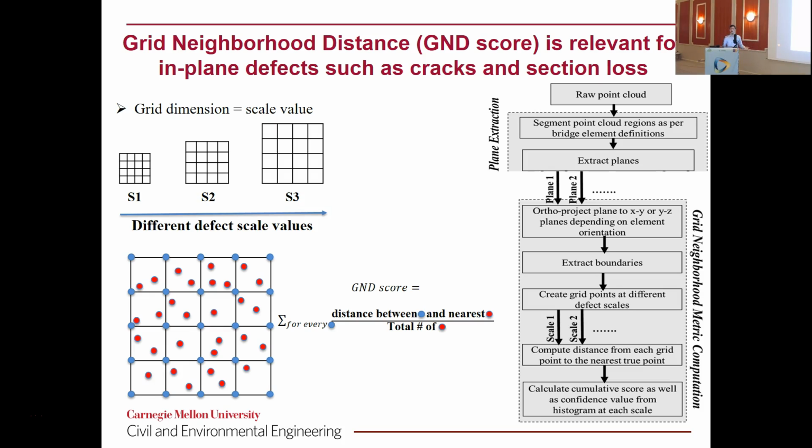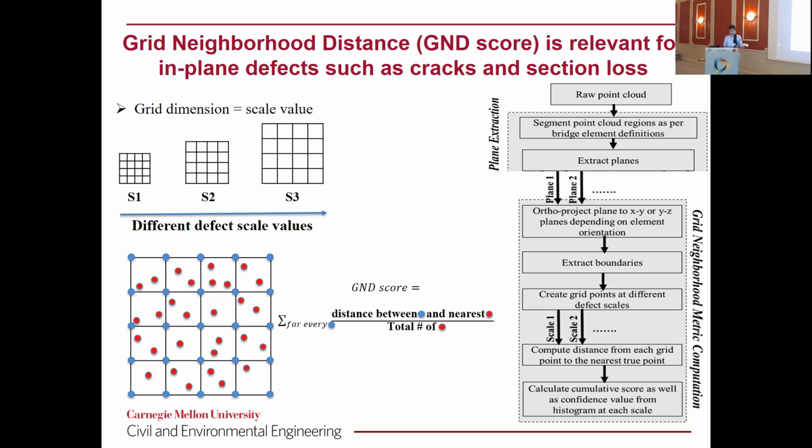But the thing is, not every scan has the same number of points. As I mentioned, terrestrial scans have roughly 12 million points, and UAV scans have roughly 4.8 million. And so to normalize all of this data, we divide it by the total number of true points in the 3D point plane and create what we call the GND score. And the smaller the GND score, the better the data is, and the more suitable it is for condition assessment.